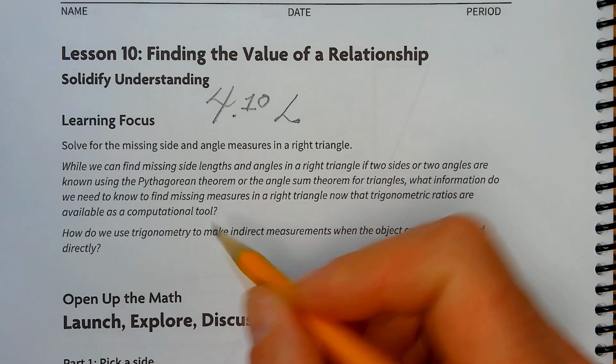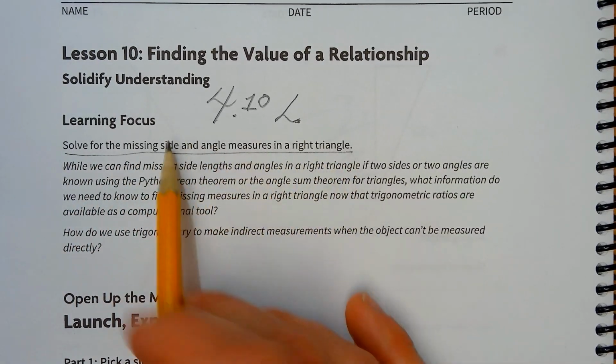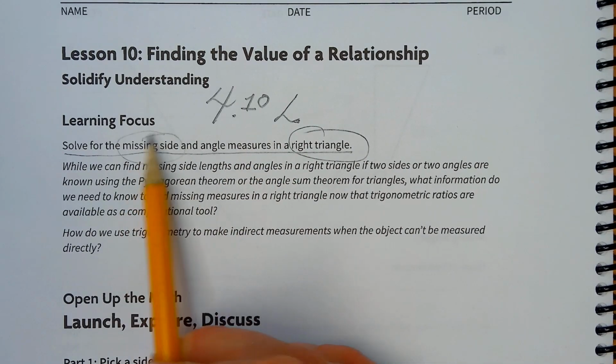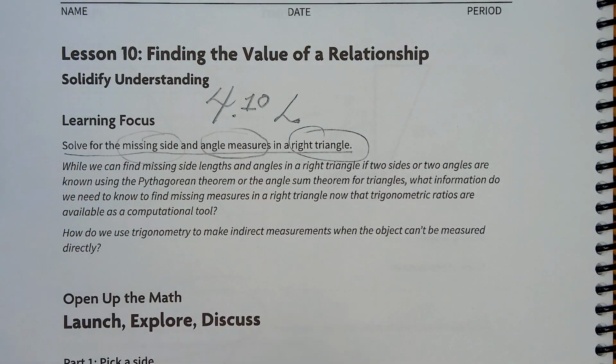Top 10. Solve for the missing side and angle measures in a right triangle. Right triangle, missing sides. We already can do that, but this is new. We're going to find the missing angle measures, even if we have only the 90.